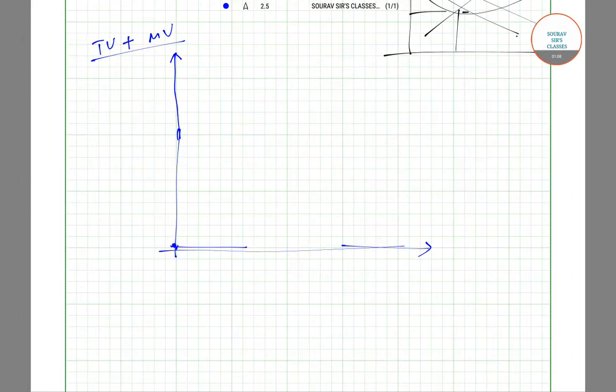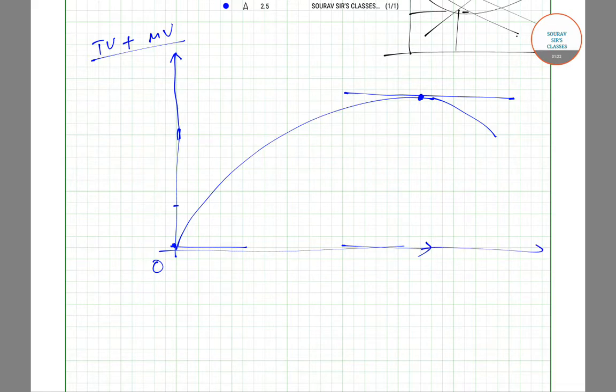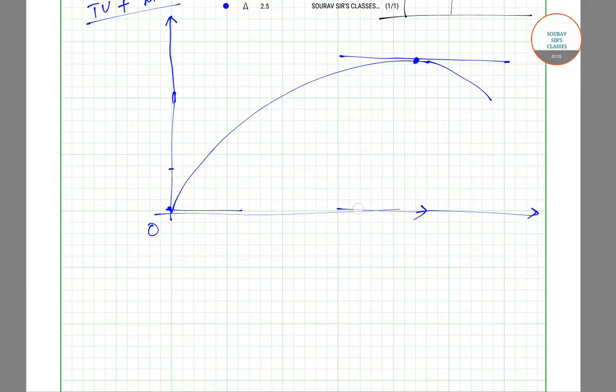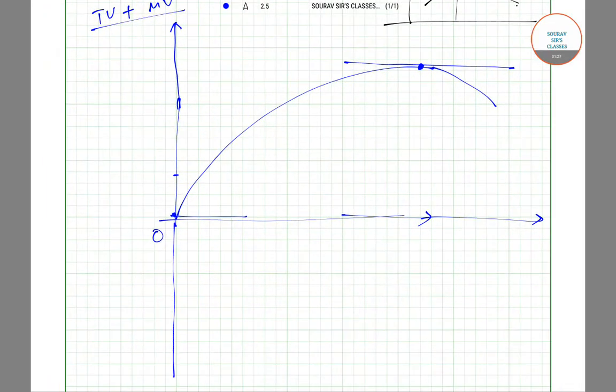Remember that total utility will start from origin. That's it. It will start from origin. No upside, no downside, not in the left side. So total utility here. And you see there's a bending point. So this is the maximum possible point achievable. You go and you do this step.